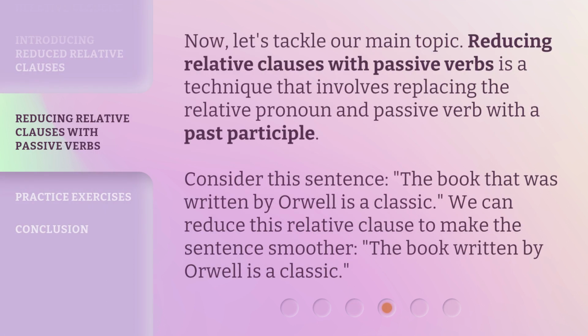Now, let's tackle our main topic. Reducing relative clauses with passive verbs is a technique that involves replacing the relative pronoun and passive verb with a past participle. Consider this sentence: "The book that was written by Orwell is a classic." We can reduce this relative clause to make the sentence smoother. The book written by Orwell is a classic.